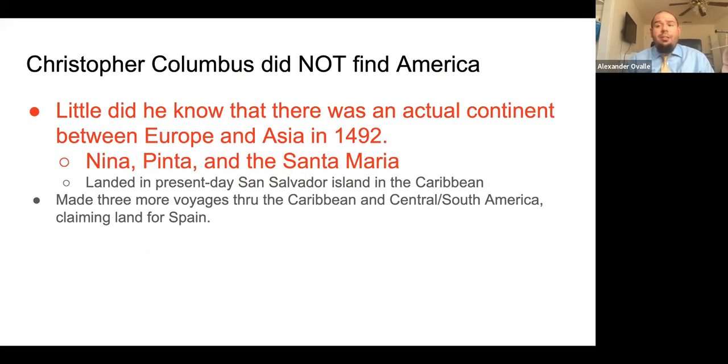And he set sail across the Atlantic Ocean in his 3 ships, the Nina, the Pinta, and the Santa Maria. He landed in present-day San Salvador Island in the Caribbean, tomato, tomato. He would make 3 more voyages throughout the Caribbean and Central and South America, claiming land for Spain, taking natives, and promising gold. Did he ever find it? Did he?